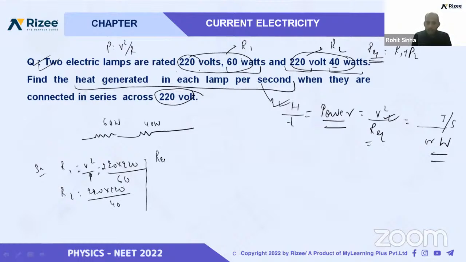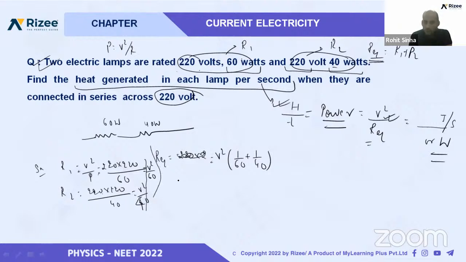R equivalent. They are connected in series. What will R equivalent be? First of all, you can solve it like this. I will tell you one shortcut also here. R equivalent is equal to 220 into 220, which is common. You see here, it is V square and it is V square. We can write it like this: V square by 60 and V square by 40. So V square into 1 by 60 plus 1 by 40. This way we get the value of resistance.